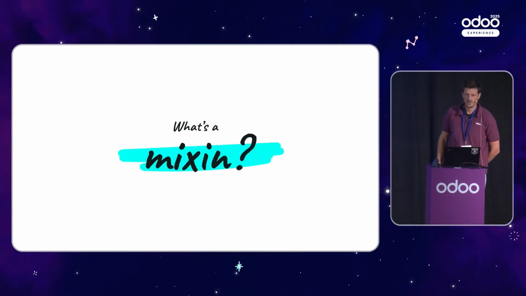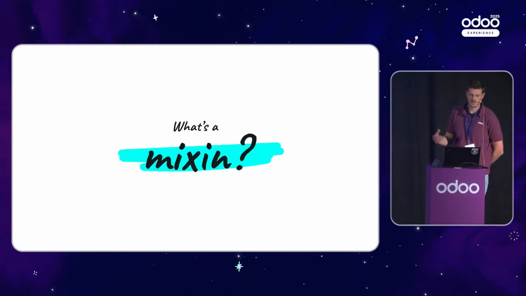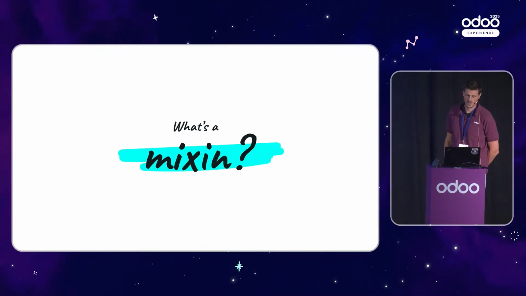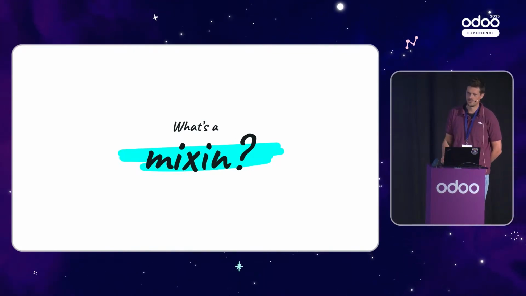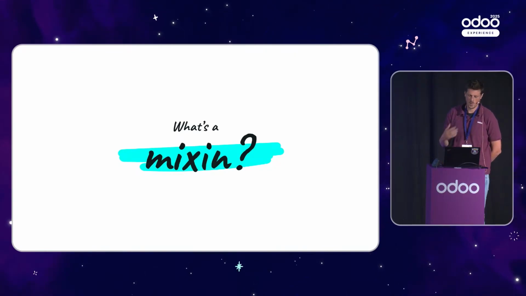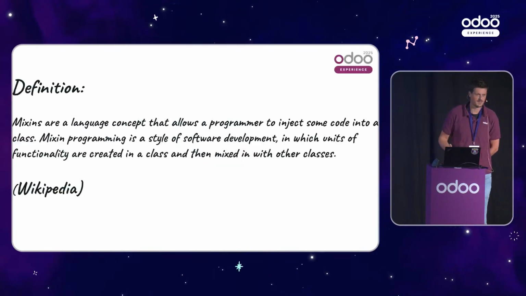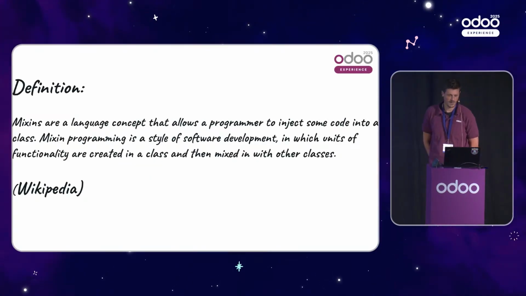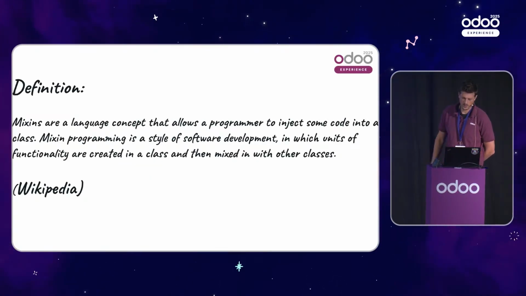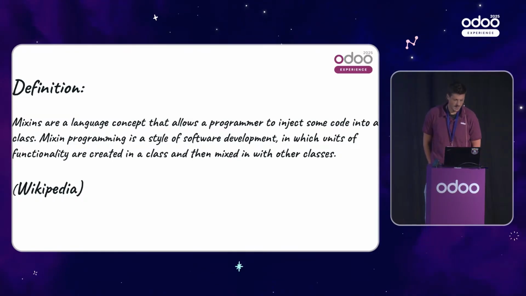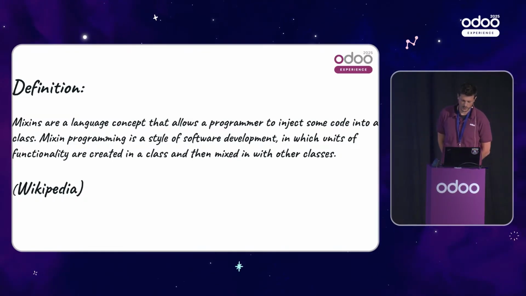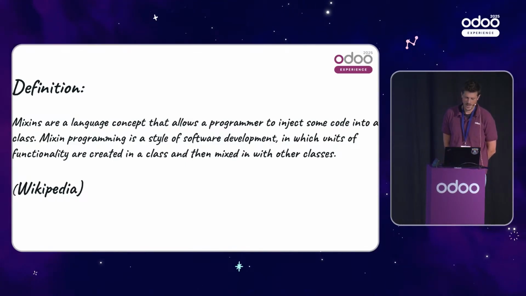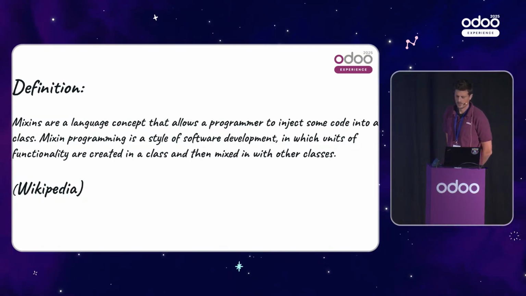So the first thing, generally when you have a question, like for example here the Mixins, is what's a Mixin? My first reflex generally is going to the internet and checking what the definition of a Mixin is. In Wikipedia I found this definition. A Mixin is a language concept that allows a programmer to inject some code into a class. Mixin programming is a style of software development in which units of functionality are created in a class and then mixed in with other classes.